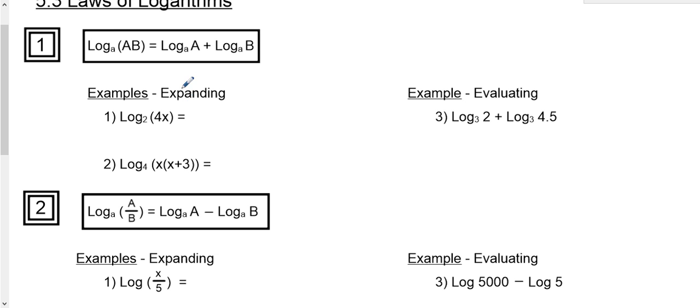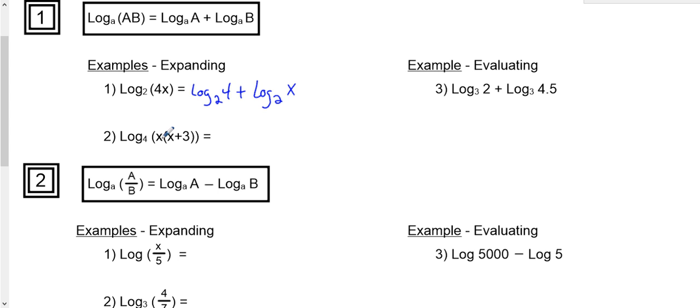So for expanding, all I'm doing is rewriting this as 2 logarithms being added together. Since I have 2 terms that are being multiplied here, the 4 times x, I will have 2 separate logarithms. So this becomes log base 2 of 4 plus log base 2 of x. And that's all I do to expand.